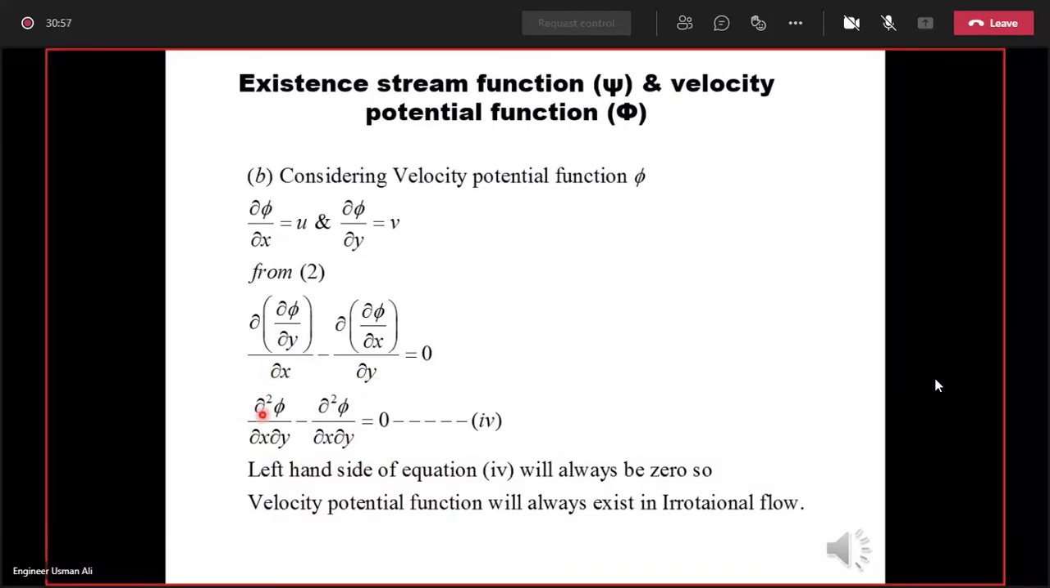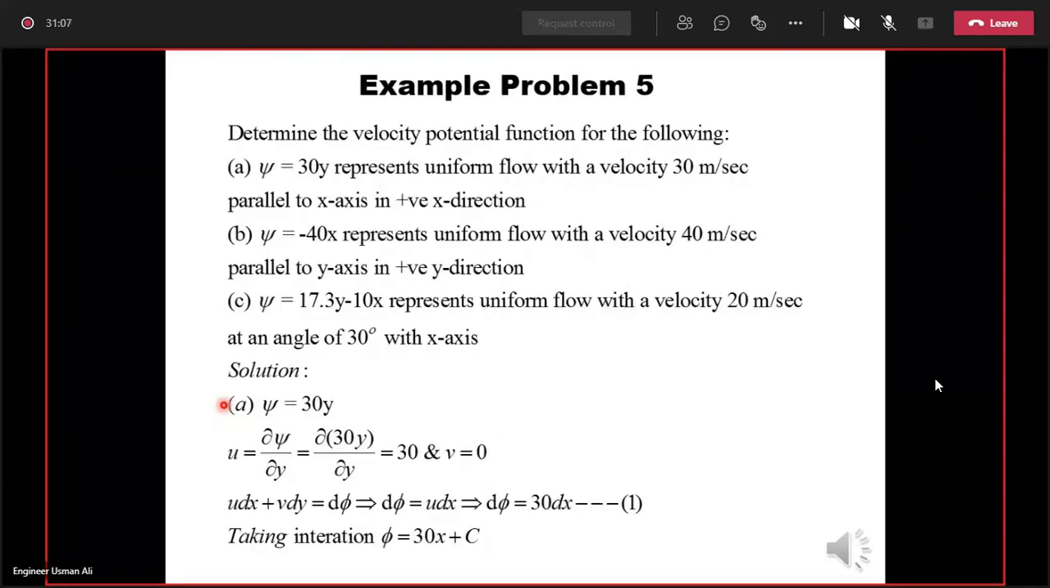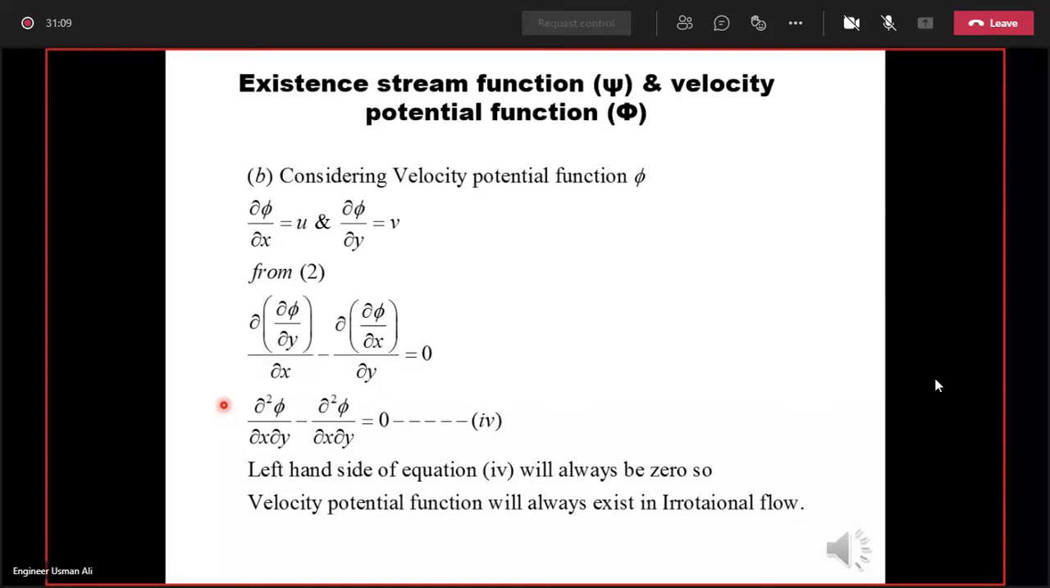So if you see equation number 4, the left hand side will always be 0. Both terms are equal, with a minus sign in between. So the left hand side of equation number 4 will always be 0, which shows that the velocity potential function will always exist in irrotational flow. So this is what we have concluded up till now.